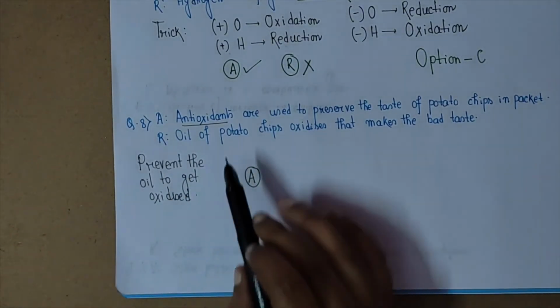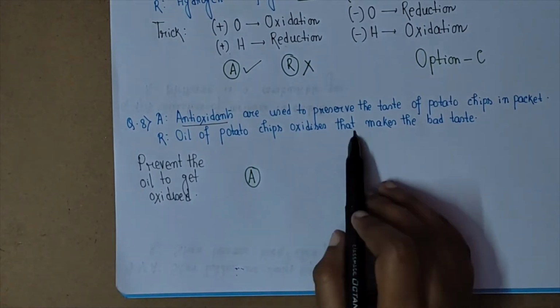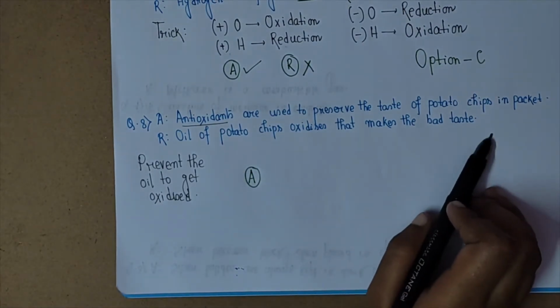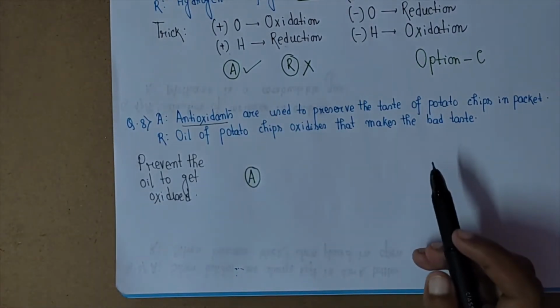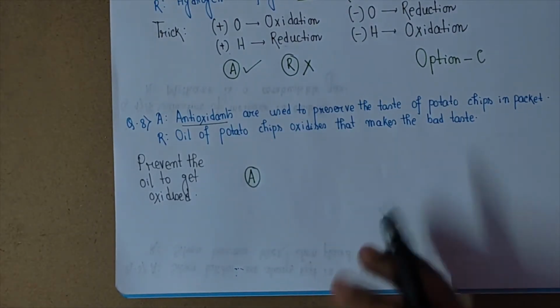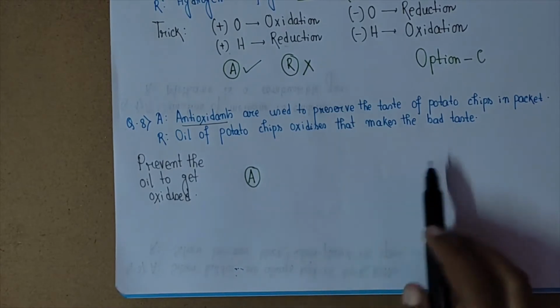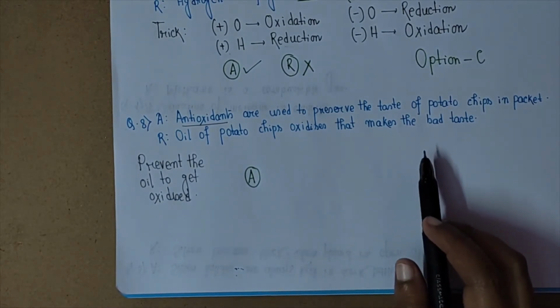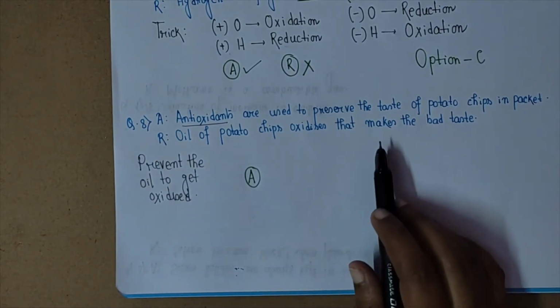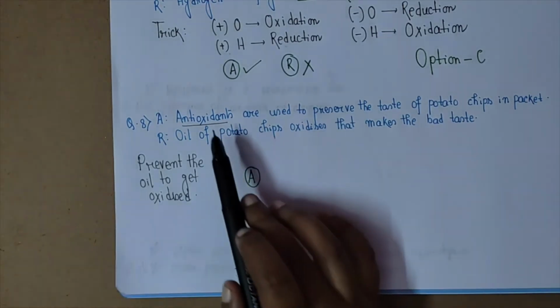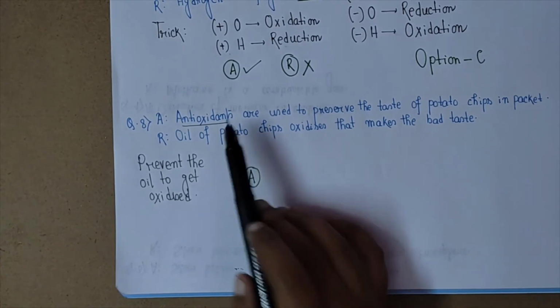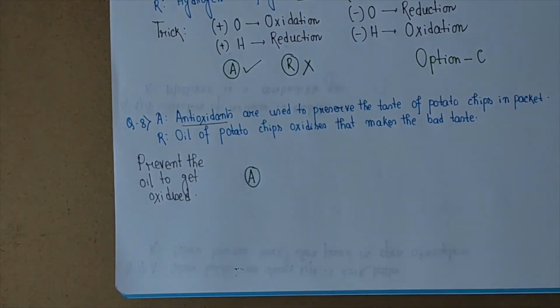And what is the reason? Oil of potato chips oxidizes, which makes a bad taste. If we don't use antioxidants or any inert gas like helium or nitrogen, then rancidity will happen. That means the taste will change, and you can also get some foul smell. That is why antioxidants are used, to prevent the oil from getting oxidized.